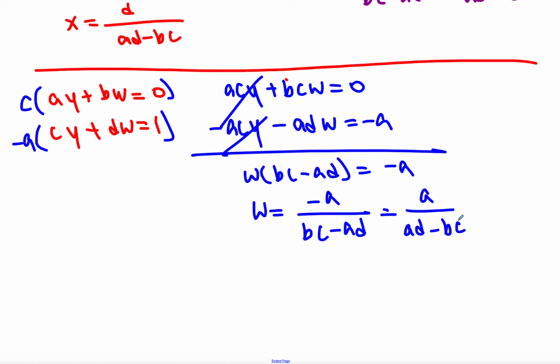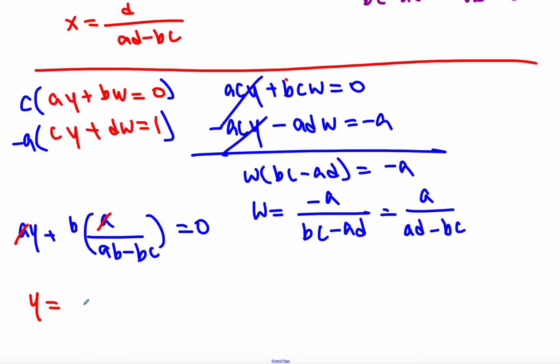All right. Then how about Y? Because we found what W was, I'm going to use the first equation. So AY plus B times W, which is A over AD minus BC, equals 0. And you can see that the A's can cancel away. So we get Y must be equal to negative B over AD minus BC.